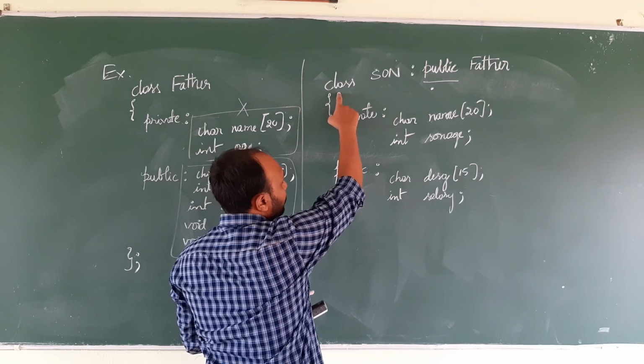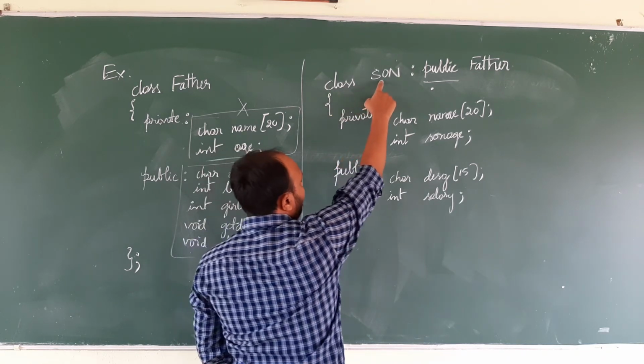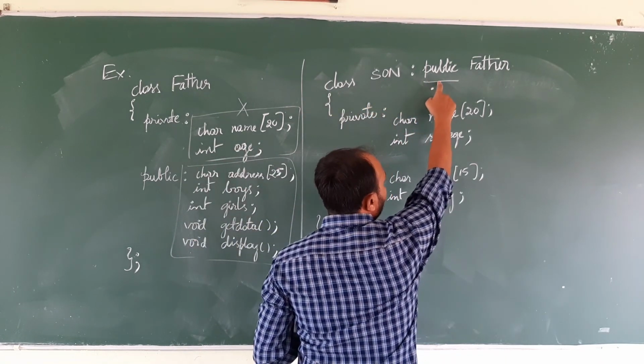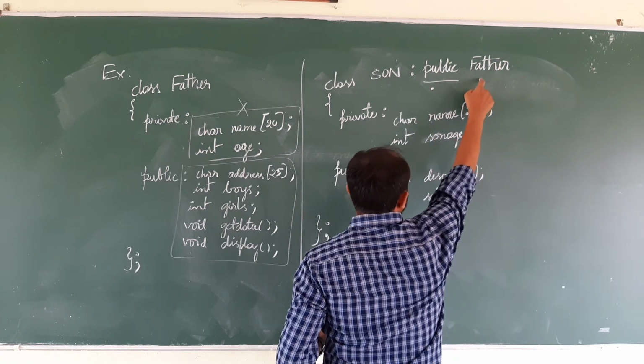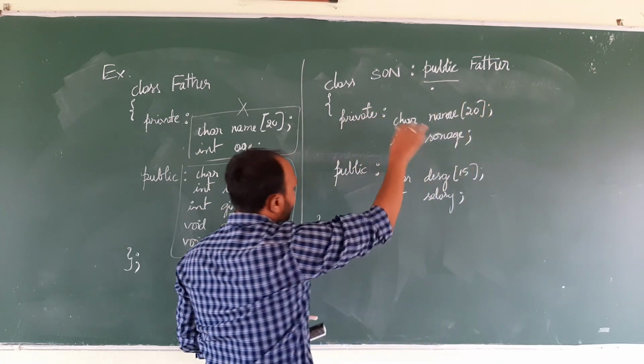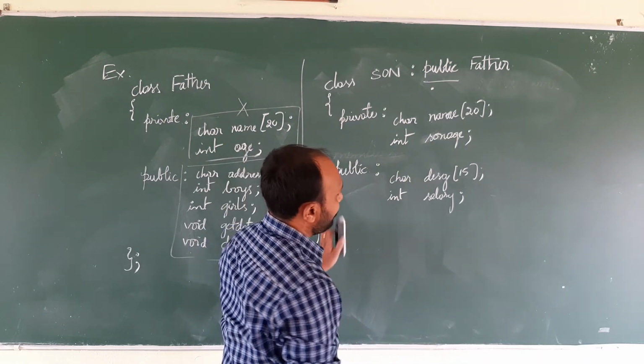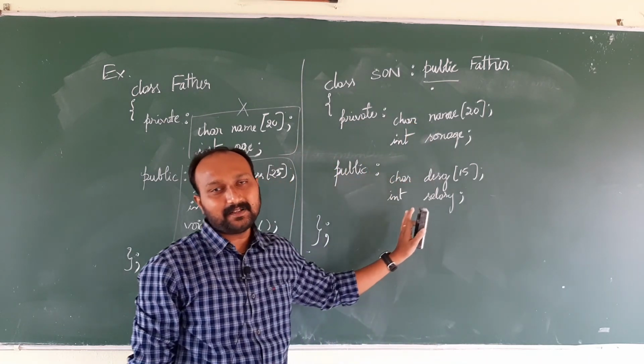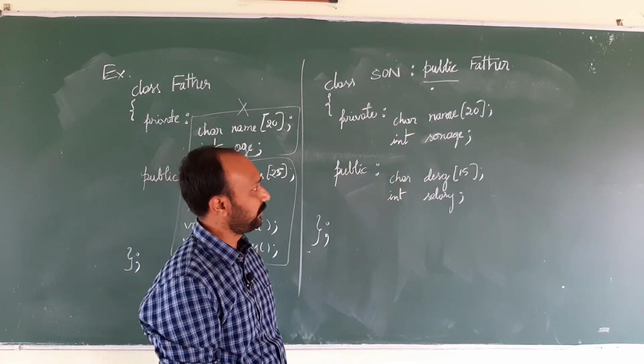It starts with the keyword class, followed by the derived class name, a single colon, the visibility mode and the base class name. Within the pair of curly braces we keep all the other data members and member functions. I hope you have understood this.